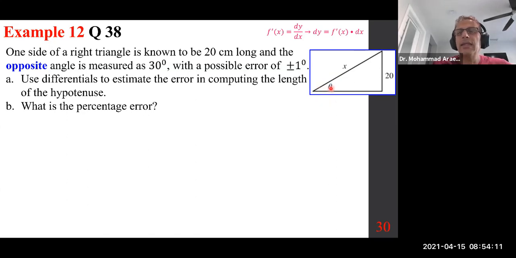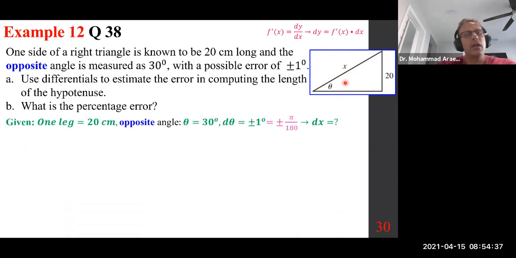And then when we say possible error of plus minus, that means d theta is plus minus 1 degree. And for part A, we want to use this to find the error in computing the length of the hypotenuse. We want the error in computing this side, which we called x. Therefore, we want dx.